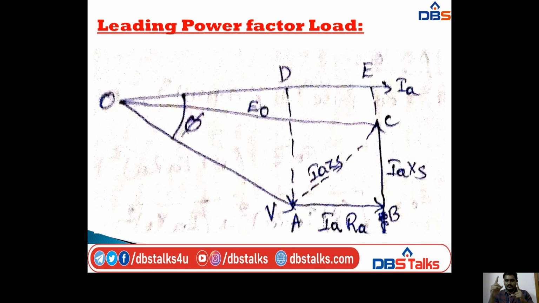The two perpendicular lines mean AB is equal to DE, which is equal to IaRa. Next I am drawing a perpendicular to BC, so that is IaXs. And next I am drawing a dotted line that intersects points A and C, that is IaZs. So this is the phasor diagram for leading power factor.